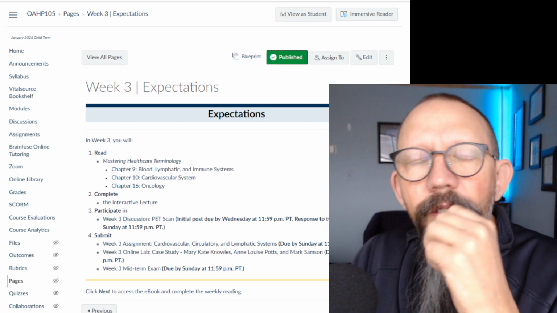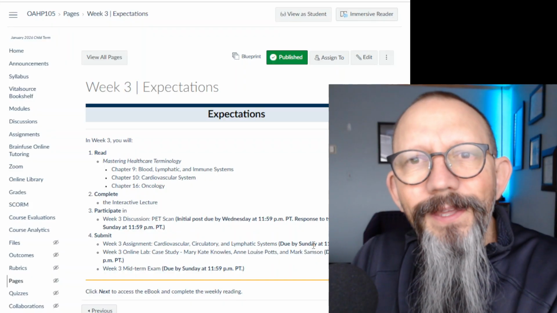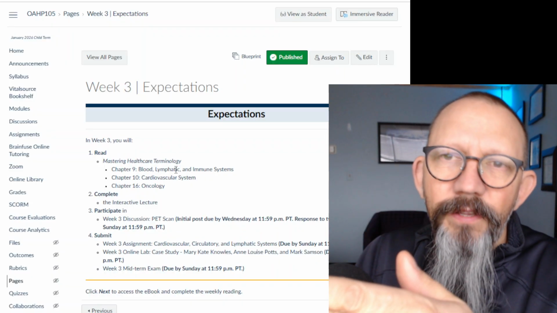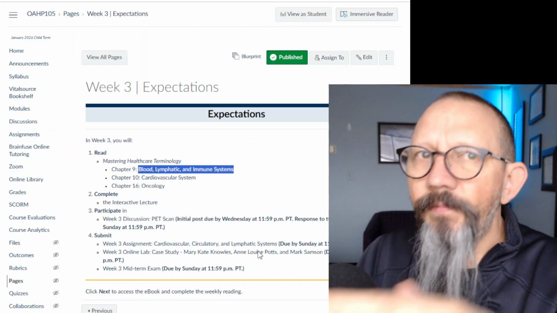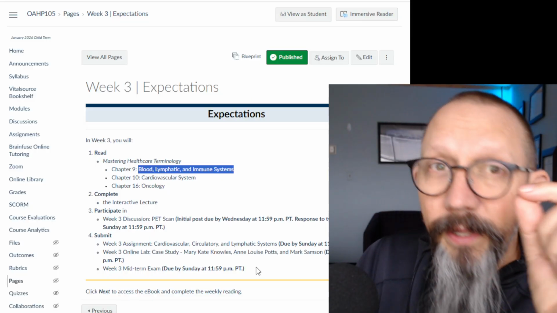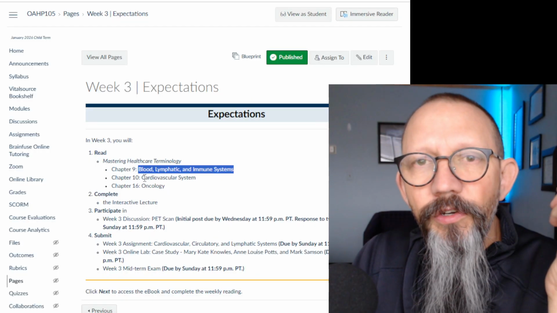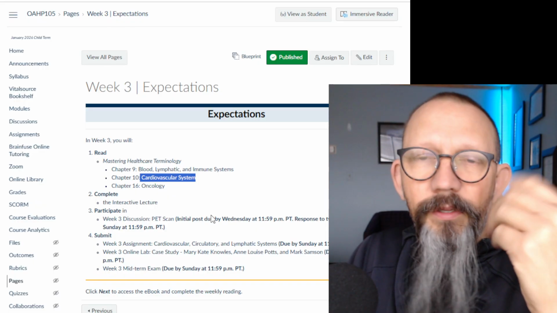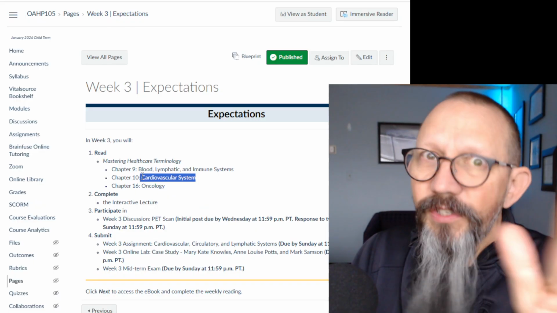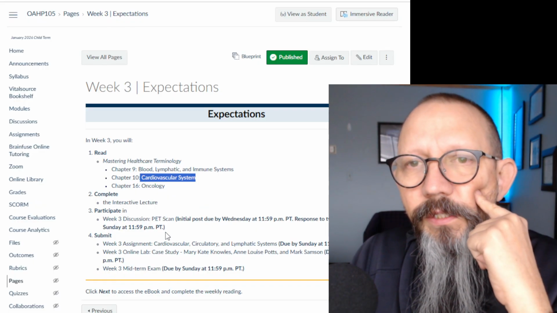So the expectation is to make sure that you read things on oncology, cardiovascular, blood, and lymphatic. Blood is an entire system, right, by itself. Remember, blood is part of the connective tissue. It's a connective system. Cardiovascular actually is muscular, right? And oncology is actually the study of cancer cells and stuff like that.